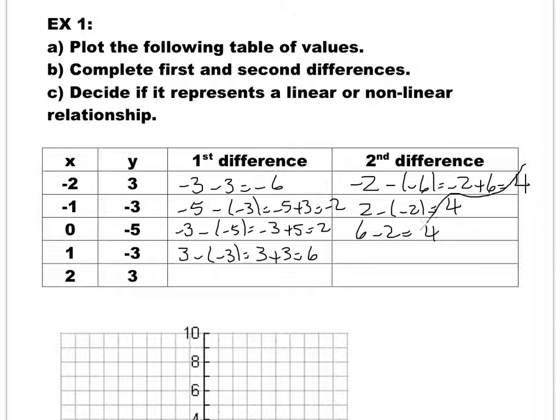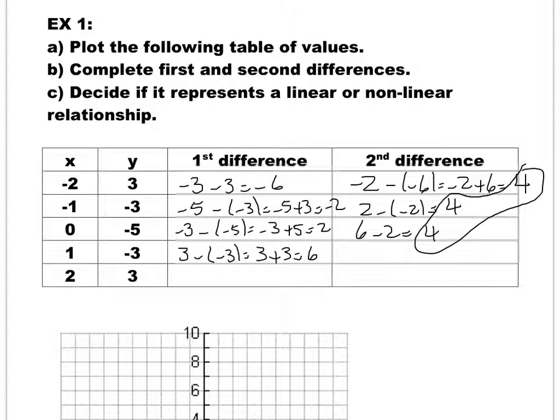If you look at the second differences, you can see that all of them are equal. Since the second differences are equal, then we can easily say that this is a quadratic relationship. And the last part says decide if it's linear or non-linear, and you can see this is not linear.